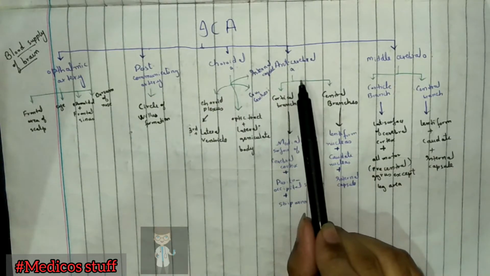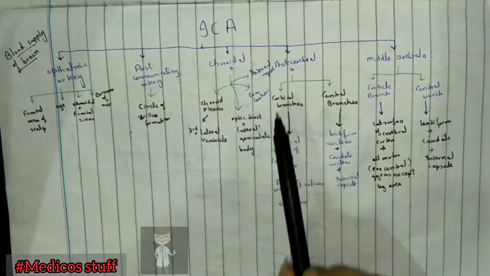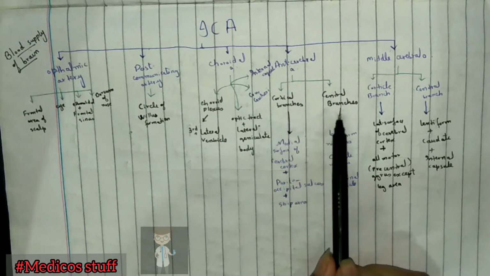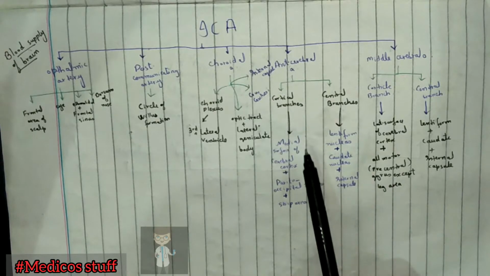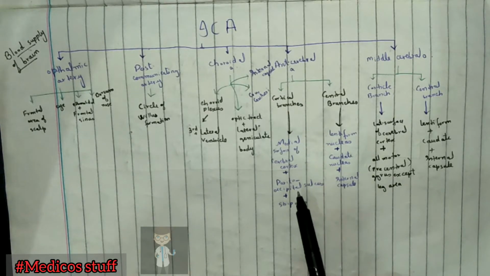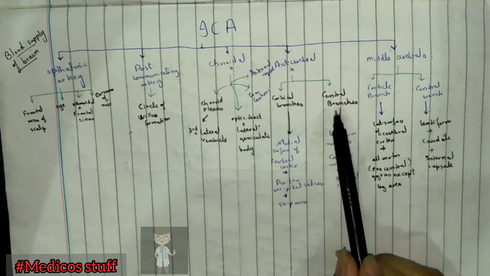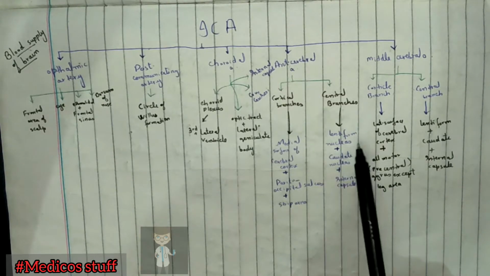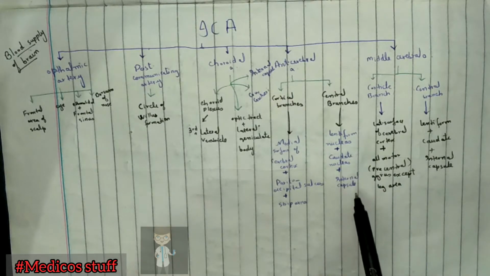Then the anterior cerebral artery. This branch of the internal carotid artery has two further branches, cortical branch and central branch. The cortical branch supplies the medial surface of the cerebral cortex plus the parieto-occipital sulcus and also the striate area. Then the central branch of the anterior cerebral artery supplies the lentiform nucleus, caudate nucleus, and internal capsule.